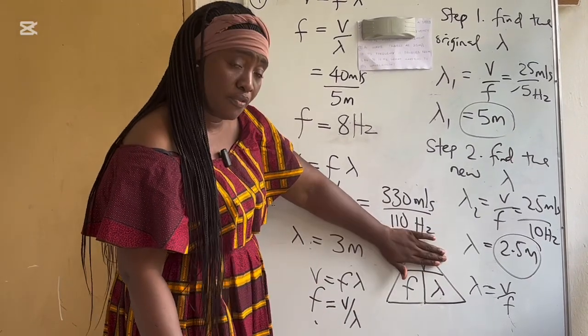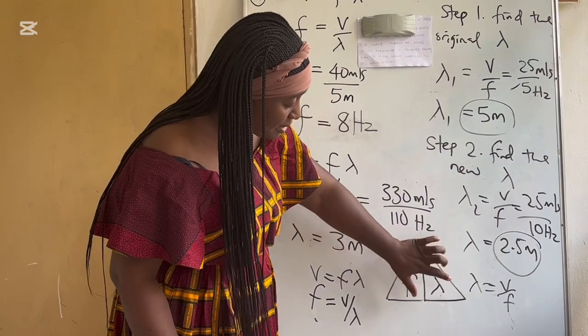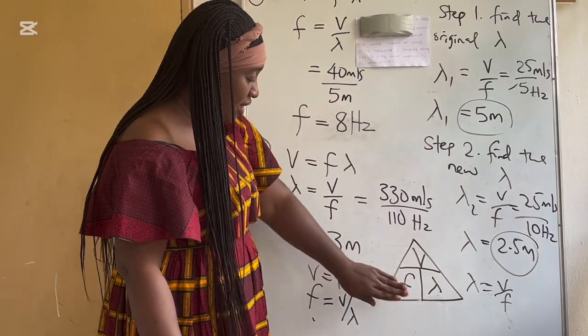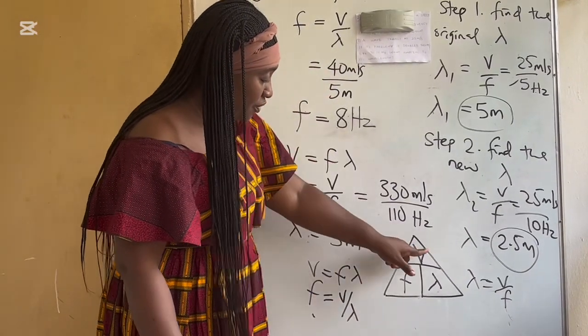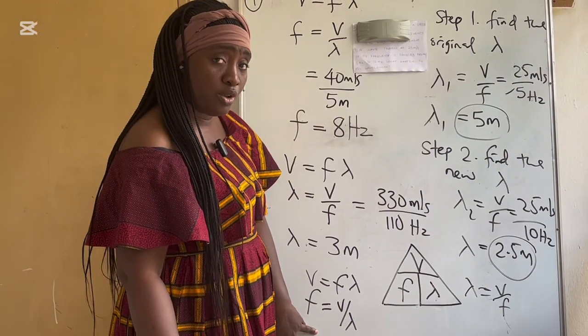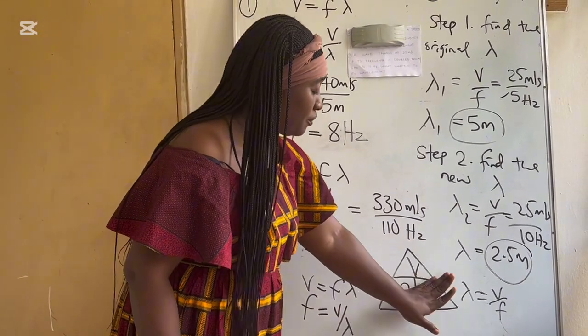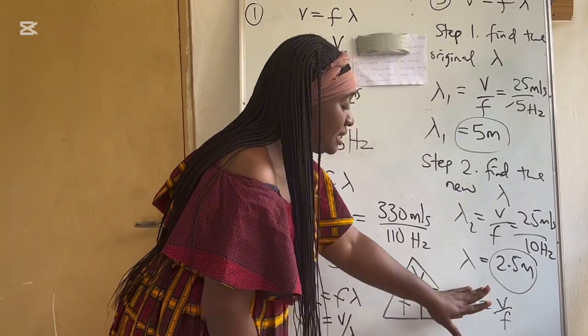So once you understand this, using this triangle method, V is equal to F times lambda. Once I want to solve for V, I put my hand this way. What will be left is F times lambda. If I want to solve for frequency, I know that frequency is equal to V all over lambda. This is what we used to solve. And when I'm solving for wavelength, I just have V divided by frequency, and that's it.